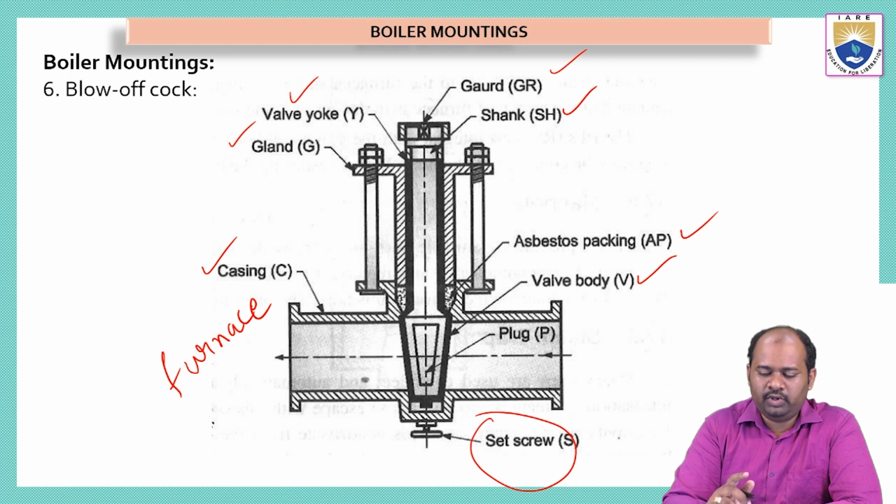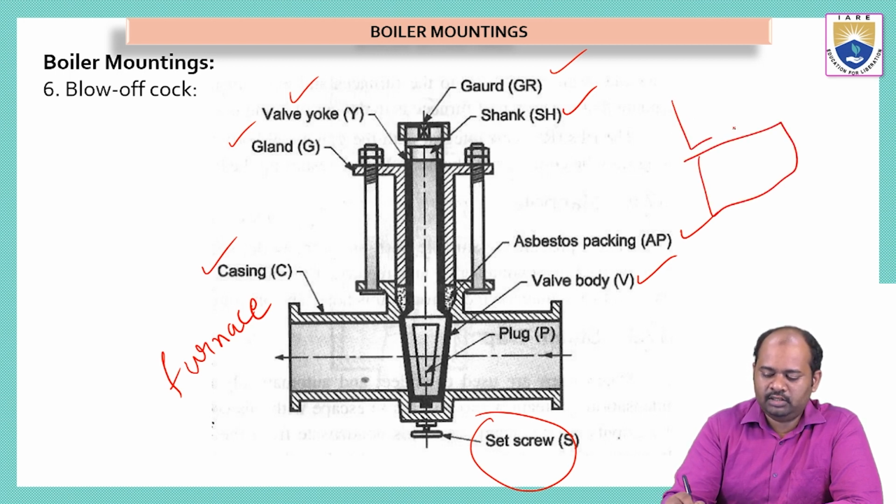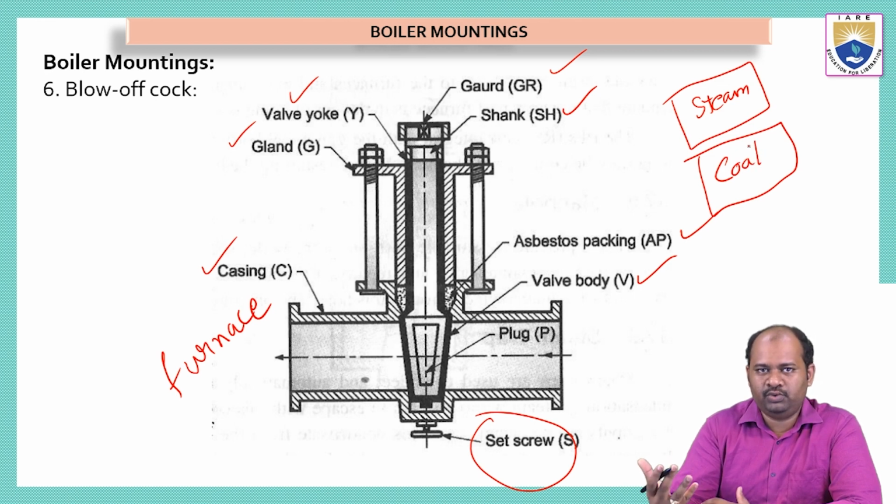So here in a boiler we have two parts. One is the furnace, one is the steam tank. In the steam tank, water is taken and boiled, and the boiled water produces steam. And at the bottom we have coal. This coal will be combusted and heat will be produced.